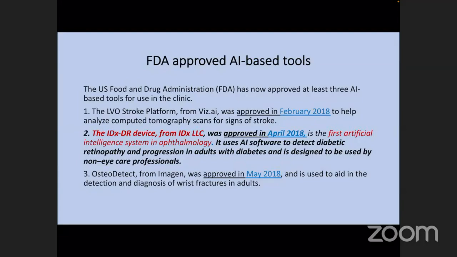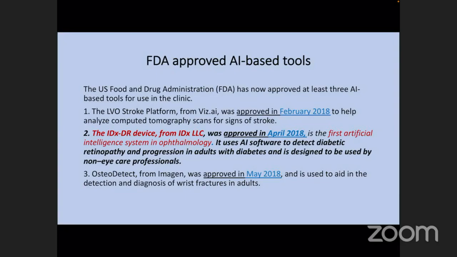It was approved in February 2018. IDX DR device was approved in April 2018 and is the first artificial intelligence system in ophthalmology. And OsteoDetect was approved in May 2018. It is used to aid in the detection of risk fracture in adults.